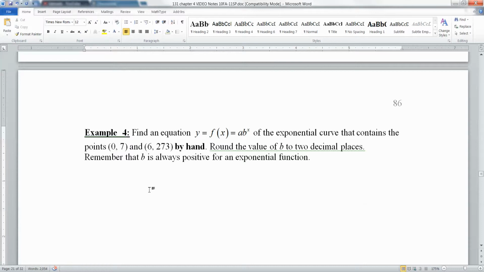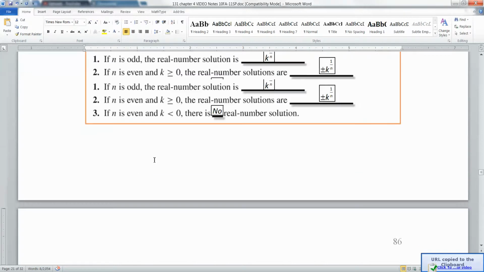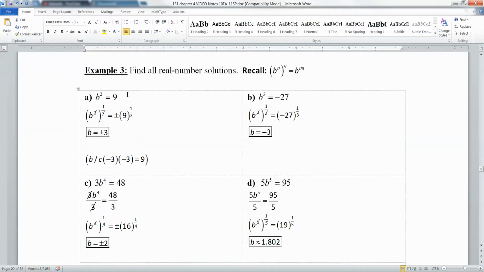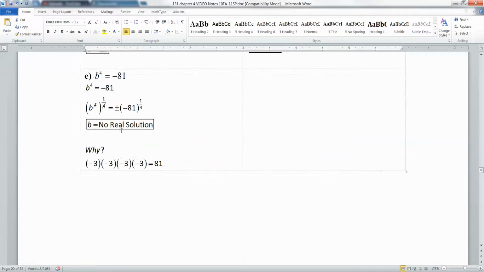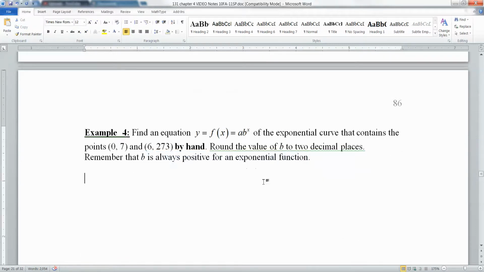Remember that for an exponential function, b is always going to be positive. So we're not going to deal with the plus or minus thing so much at this point. I wanted you to know about the plus or minus thing for future reference in chapter 6, but right now, we're not going to be dealing with it much.